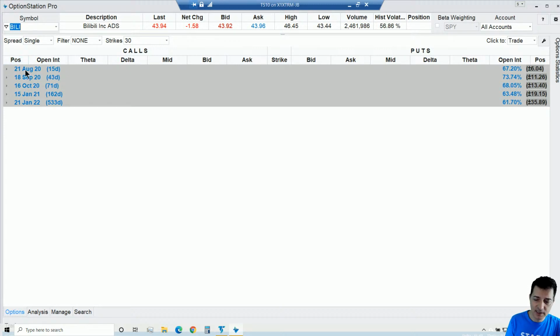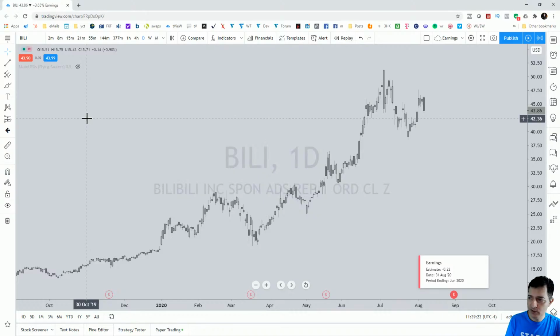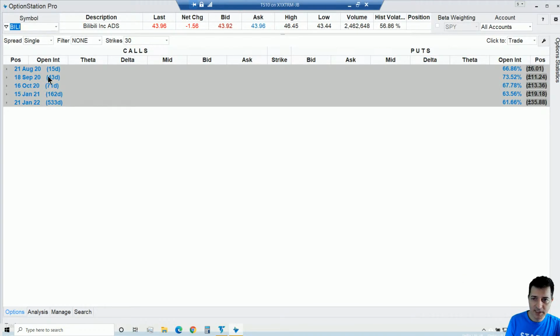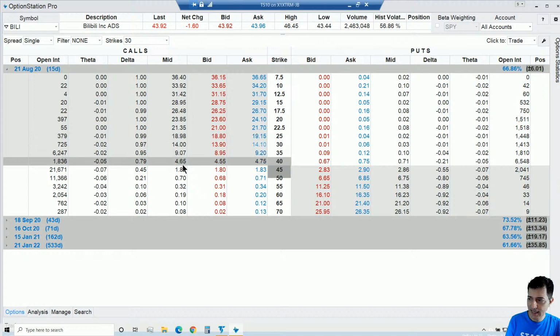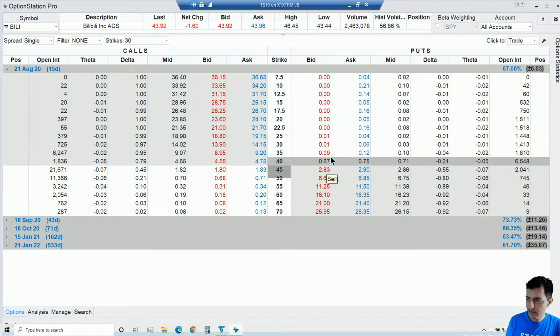Notice that the first thing that we can see is that we only have monthly expiration dates, okay? And as we just said, the earnings is August 31st, okay? So we can go all the way to the end of the month, but basically we are left with only one choice, which is August 21, okay? Now, when looking at August 21, it does look liquid.